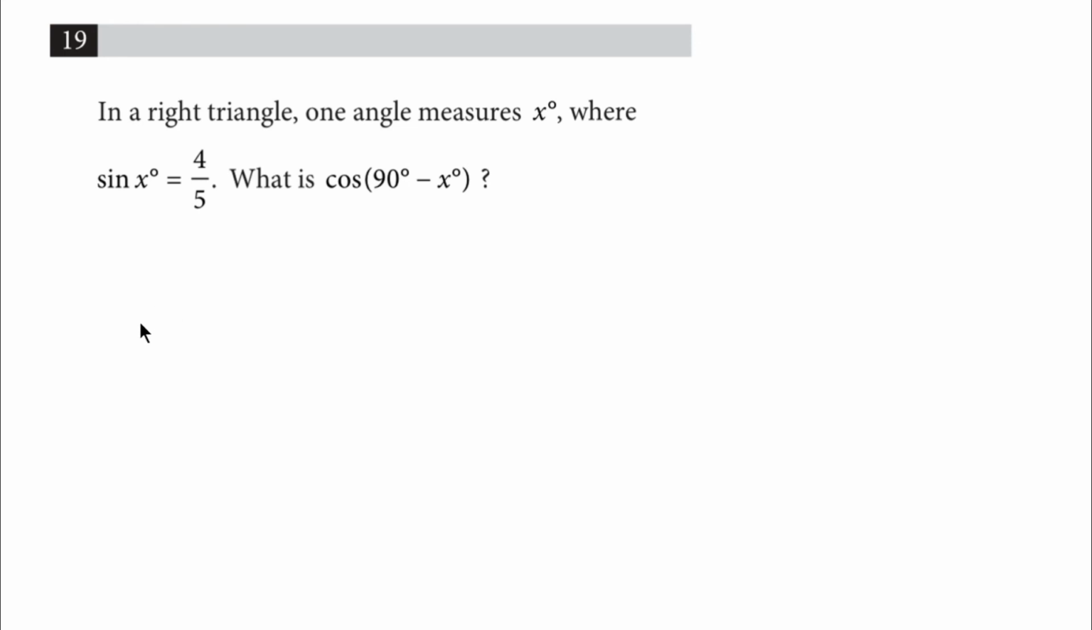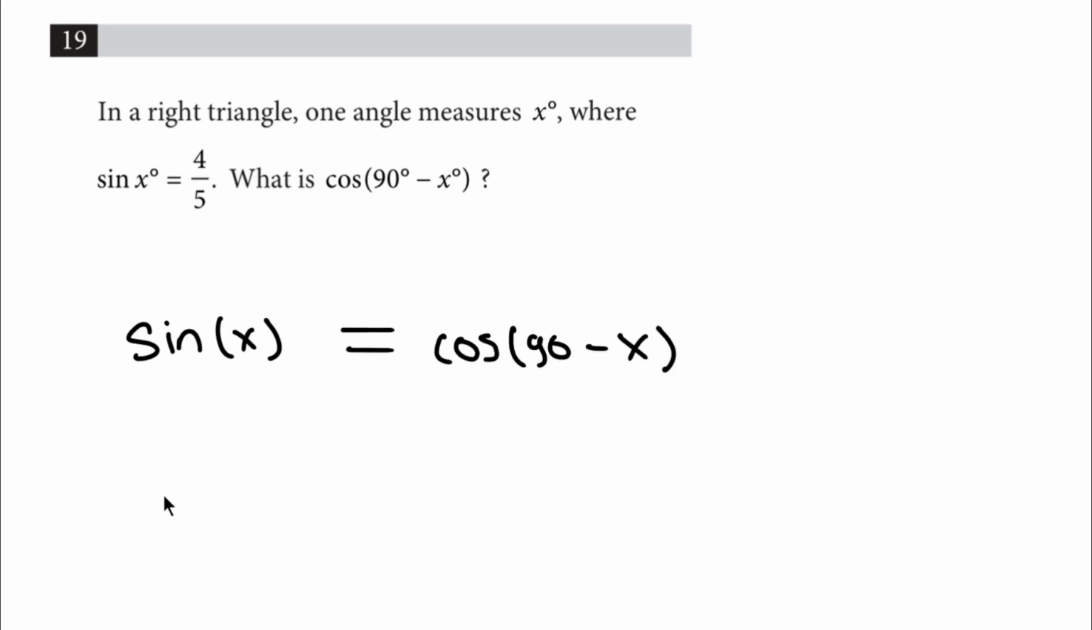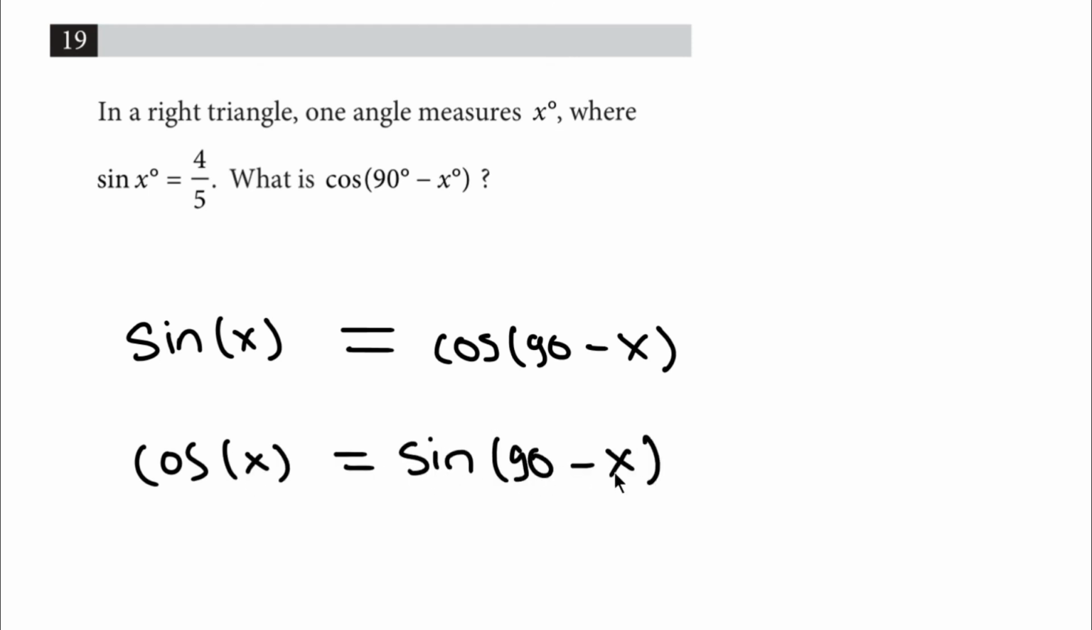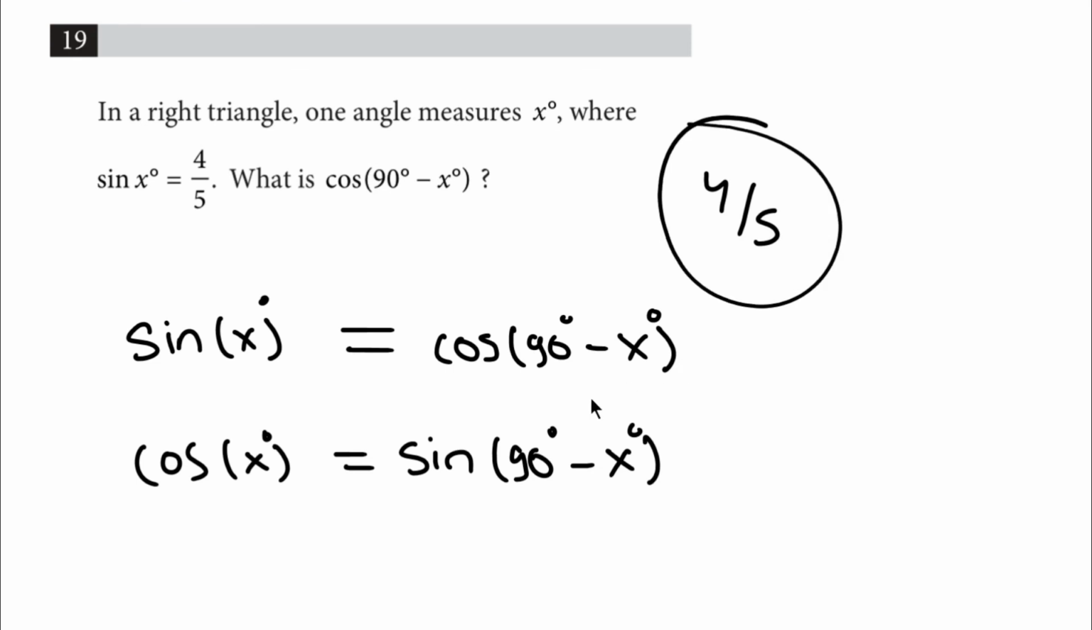Now, that property goes like this. Sine of x is going to be equal to cosine of 90 minus x. And cosine of x is equal to sine of 90 minus x, where x and 90 are all in degrees, okay? And this is an important trigonometric property, the proof of which is again given in my video course. But for this problem, you just need to know that if sine of x is equal to 4 over 5, then cosine of 90 minus x has to also be equal to 4 over 5. Therefore, 4 over 5 is the correct answer to this problem.